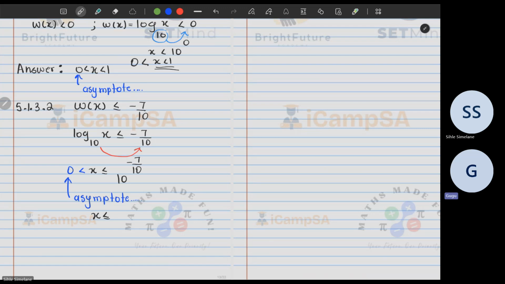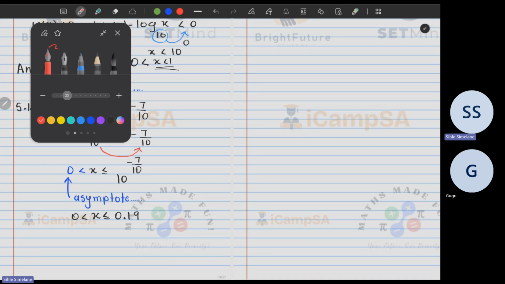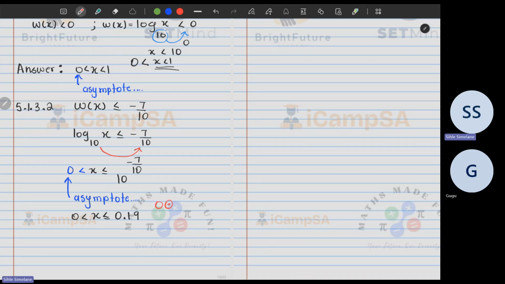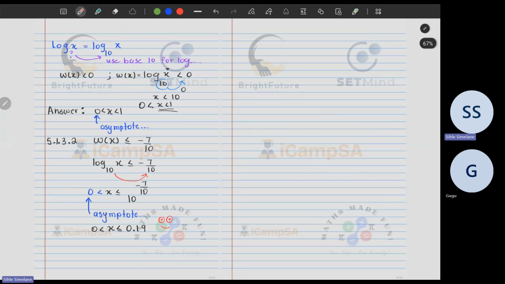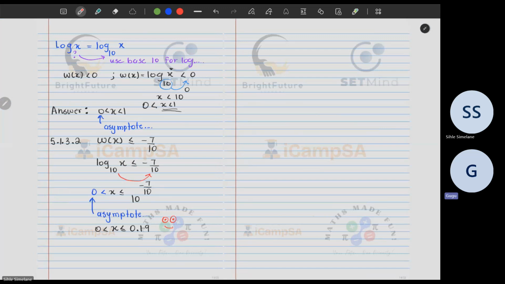0.19. Okay, then greater than 0. And this here becomes what your teacher will be happy of. Okay, let's go and have a look at the next question. Do you understand? Yes. Okay.